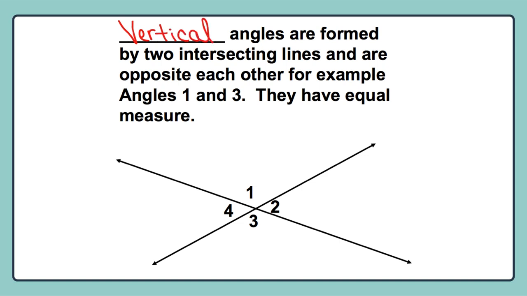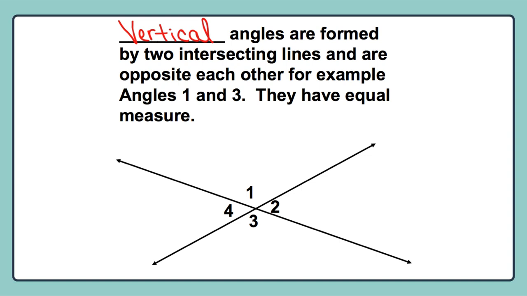Okay. So it's what I was saying. Vertical angles are formed when lines intersect each other and form angles. In this picture, you have two lines that have completely crossed, that have intersected each other. Four angles have appeared, and they've got them named 1, 2, 3, and 4.